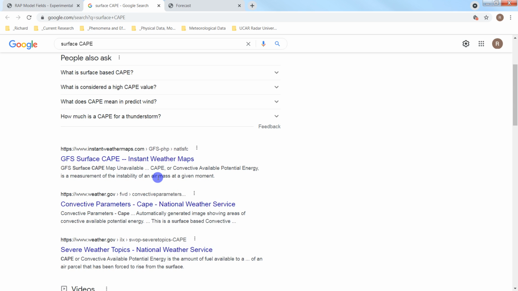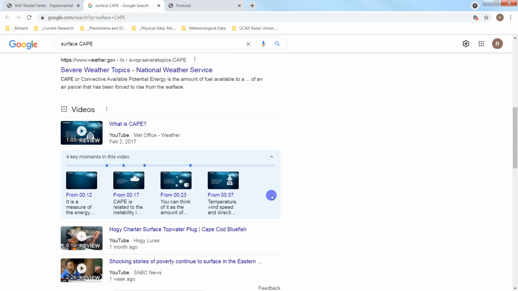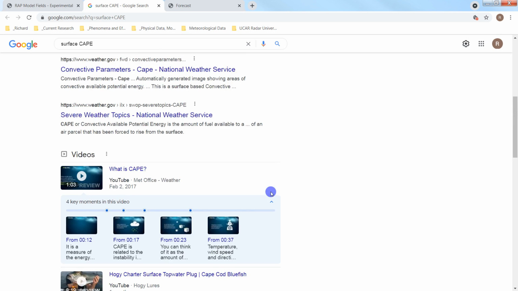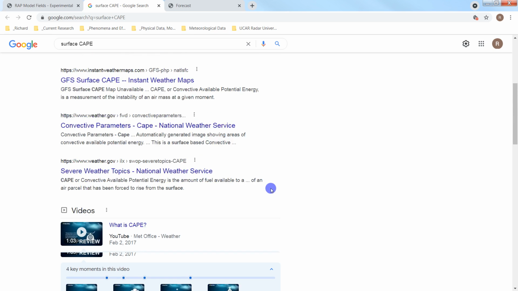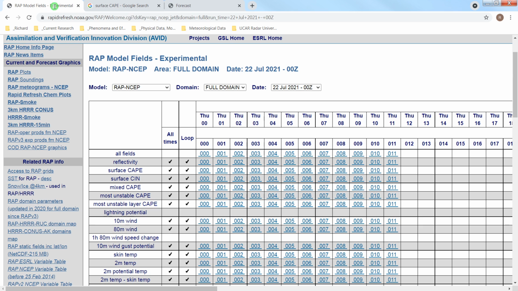Surface cape. So weather.gov. Well, here's the thing. NOAA has been throwing a bunch of stuff over to weather.gov, and weather.gov is doing a lot of stuff and not really asking NOAA anything about it. I think that's my impression of what's going on. Okay, so the surface cape, instant weather maps. Okay, so I'm not going to go there, but pardon me a moment.